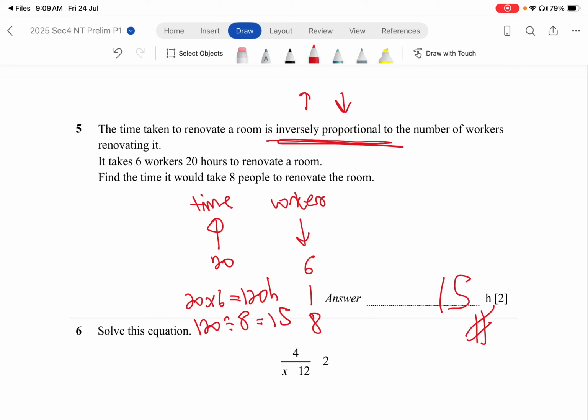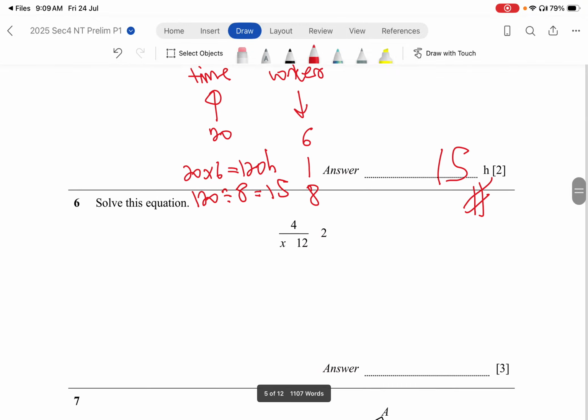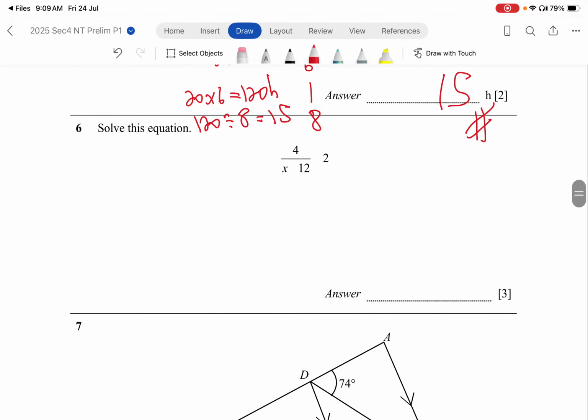This is what they mean by inversely proportional. One goes up, one goes down. The more workers you have, the shorter the time. The fewer workers, the longer the time. Okay, for this. The next one.